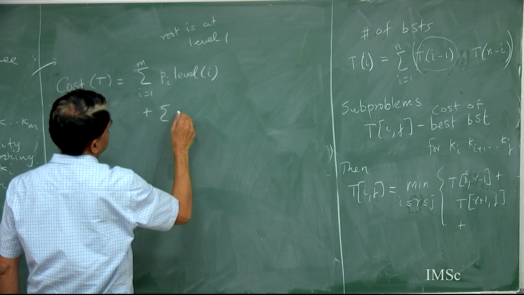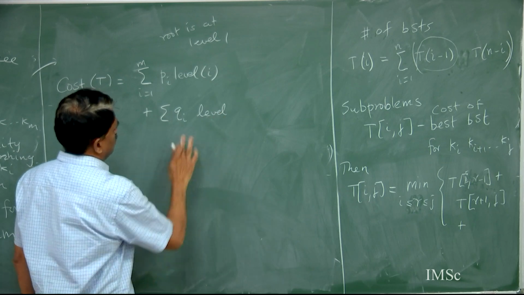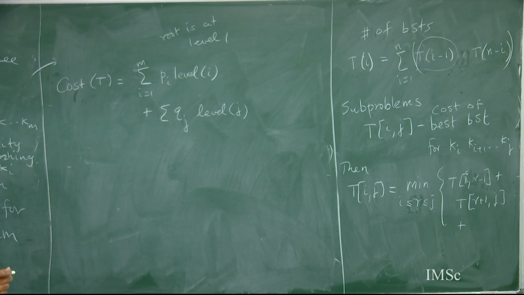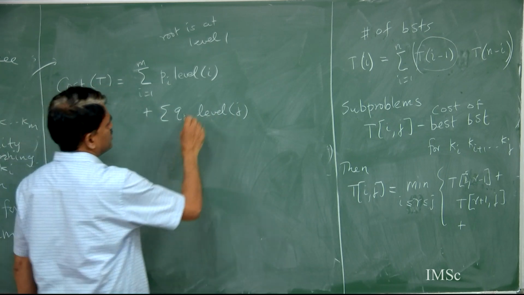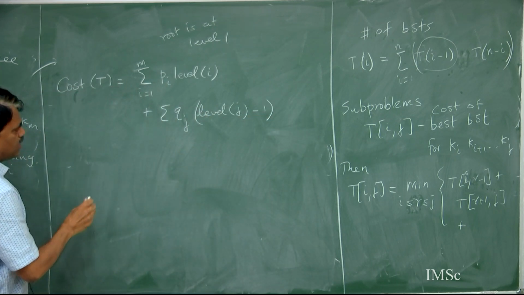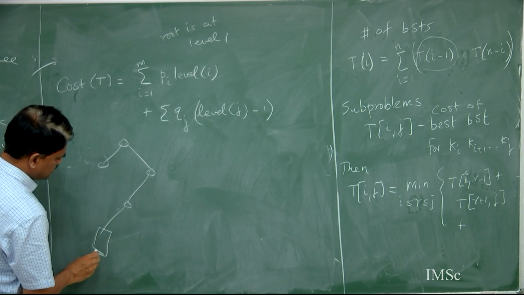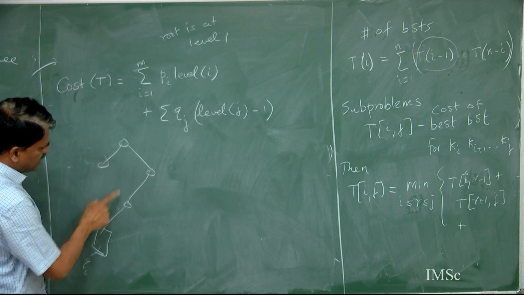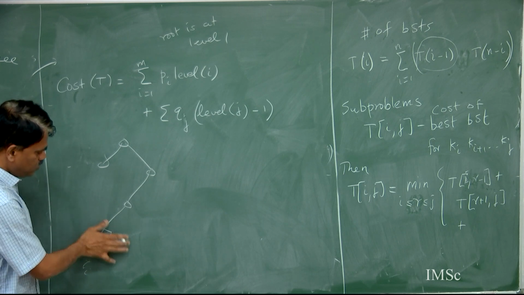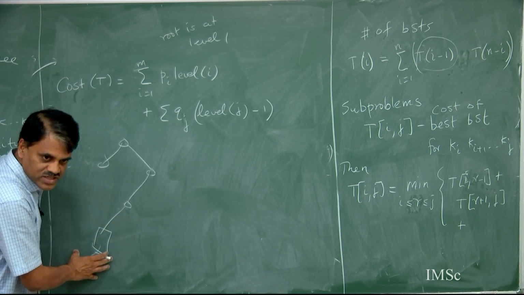Plus summation Qi into Qj into level of j, or level j minus 1, actually it does not matter. So, I have a tree, let us say this is the gap node. If this is at level 1, 2, 3, 4, then the cost would be Qj into 1, 2, 3, because I do these 3 comparisons and I notice that this is a nil pointer.